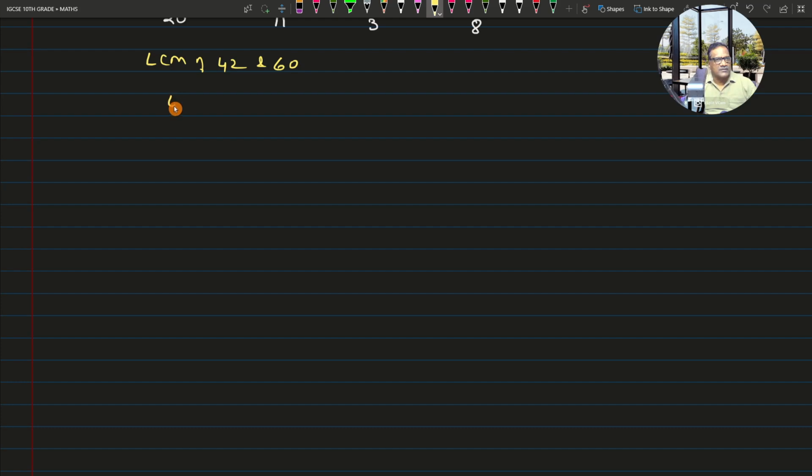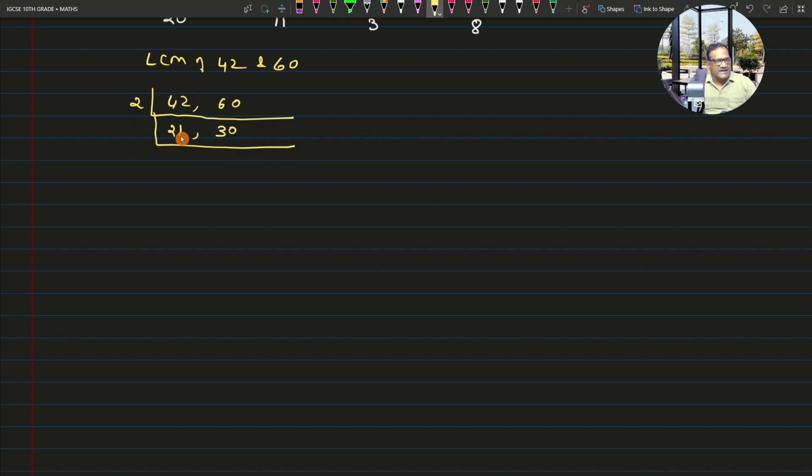What you have to do is, you can write this 42 and 60 in this way and put an L bracket like this. Now start with a 2. Now 2 into how much is 42? 2 into 21 is 42. So write 21 over here. Then 2 into how much is 60? So 2 into 30. Then again an L bracket.